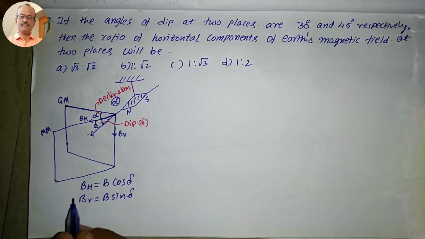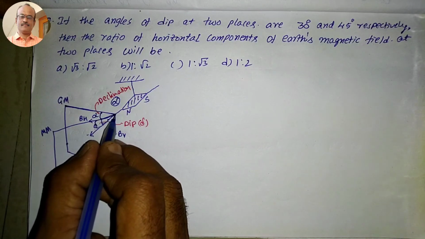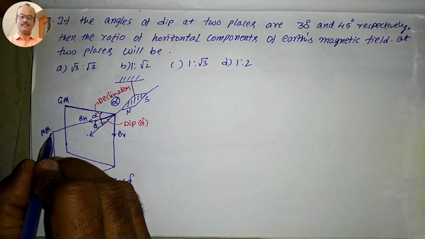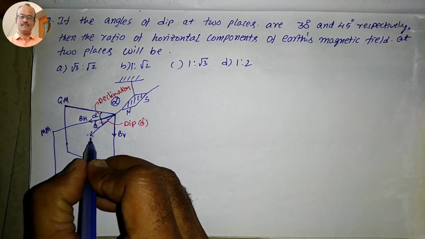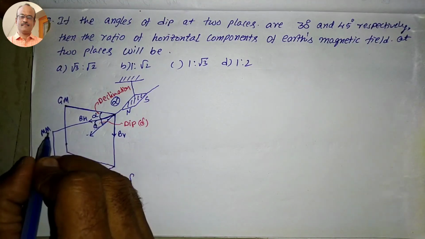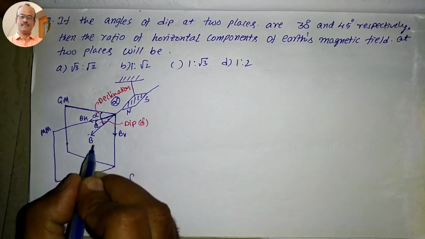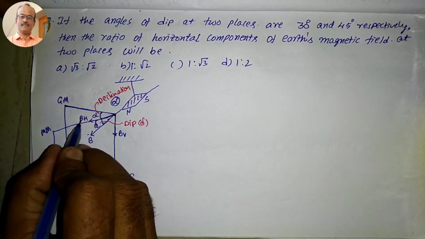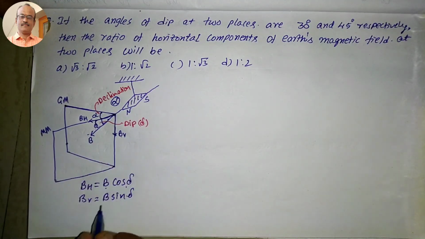The angle between geographical meridian and the magnetic meridian is known as the declination, that is represented by alpha. Then what is the dip? It is the angle between the horizontal component of the Earth's magnetic field in the direction of magnetic meridian and the direction of magnetic field. So this is B, which can be divided into horizontal component and vertical component. So horizontal component is nothing but B cos delta and vertical component B sin delta.